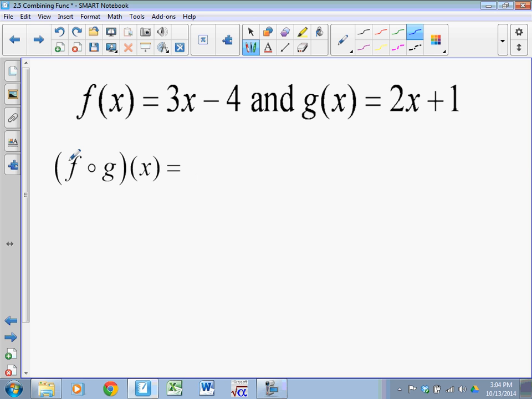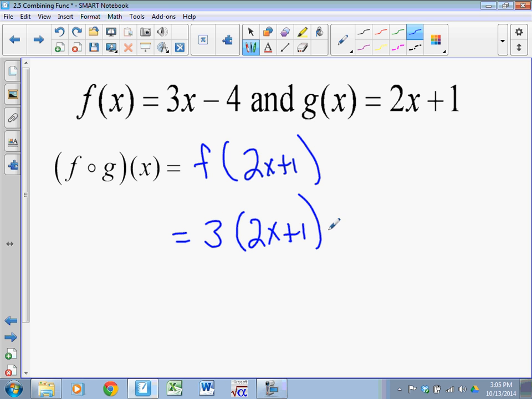Now, we could also do this with f of x and g of x. So there's no number. We just want to take f and we want to put g, 2x plus 1, inside of f. So this is 3 times 2x plus 1 minus 4. If I simplify, this is 6x plus 3 minus 4, 6x minus 1.